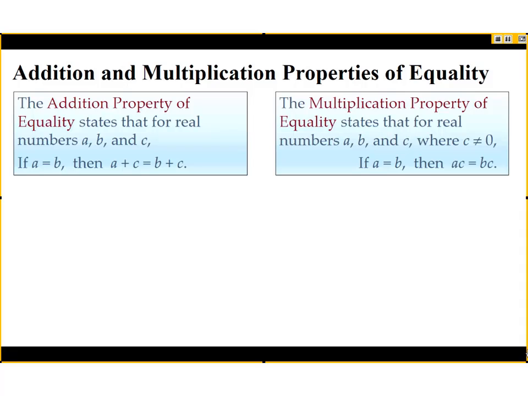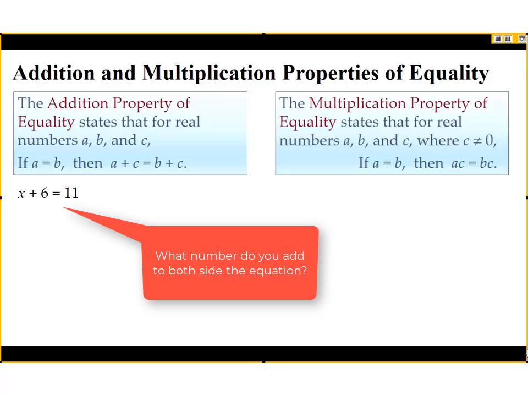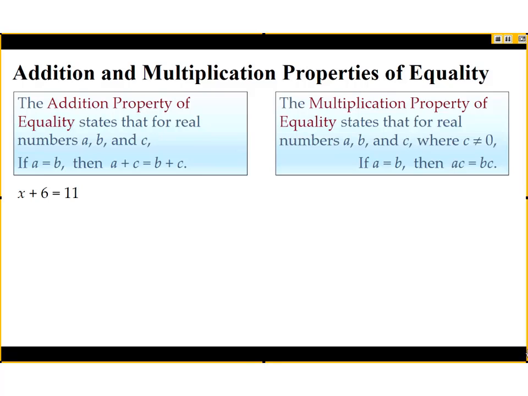Here the first one says if A is equal to B, then you're allowed to add any number to both sides of the equation. The second one, if A is equal to B, you're allowed to multiply any number to both sides of the equation. We do that to isolate the variable and solve for it. So we have x plus 6 is equal to 11. First example. We are allowed to add any number to both sides of the equation. What number are you going to add to both sides of this equation to isolate x? You're going to add negative 6, right?